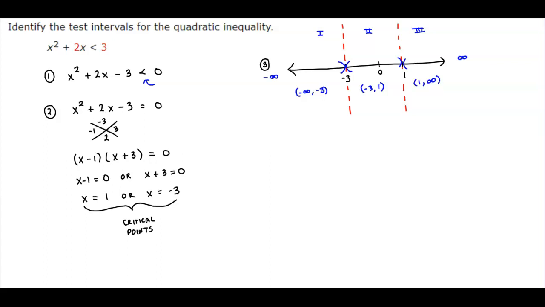So therefore we can say that the intervals are negative infinity to negative 3, negative 3 to 1, and 1 to infinity.